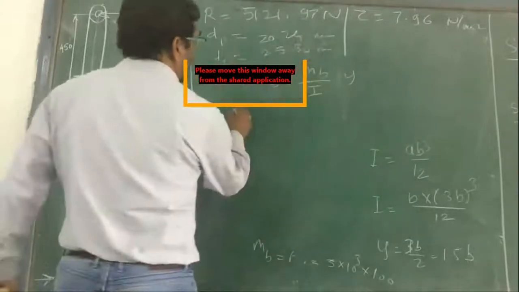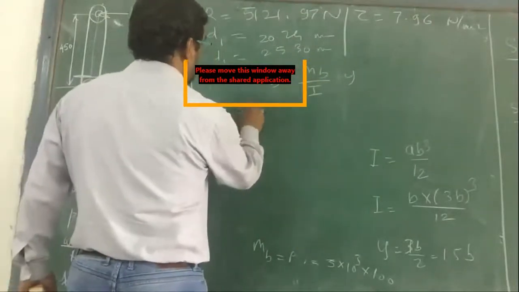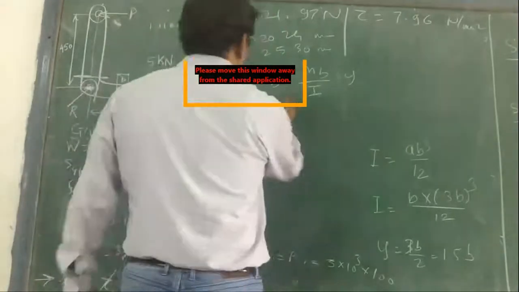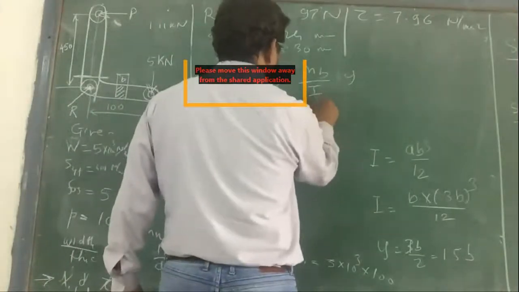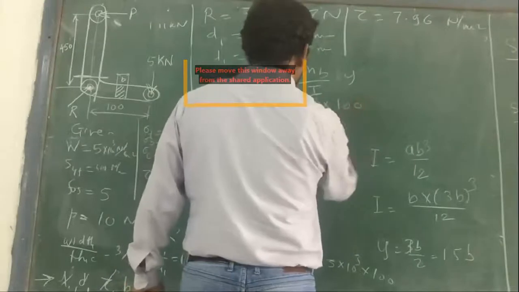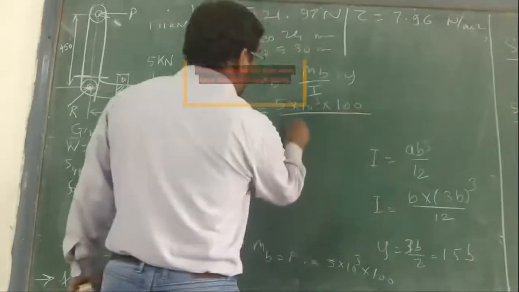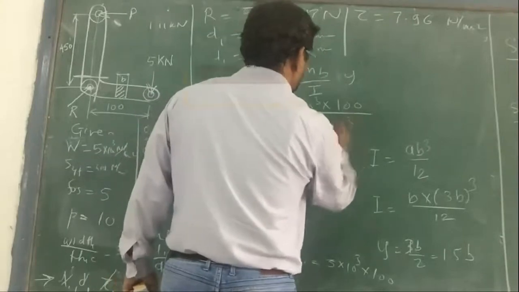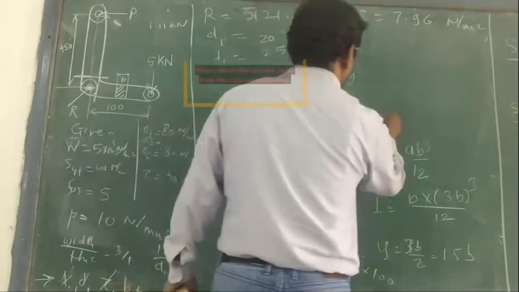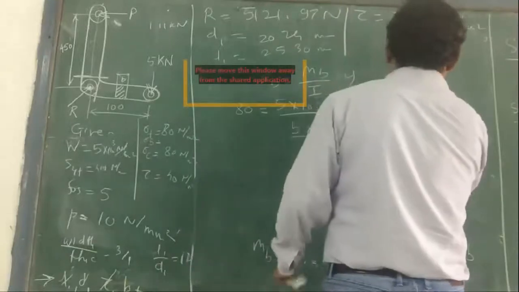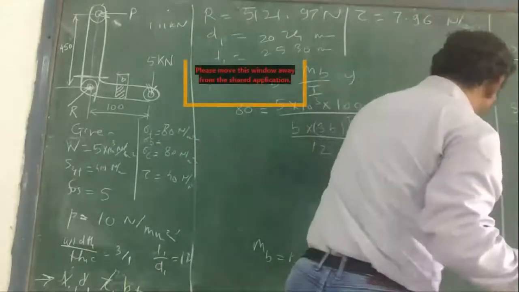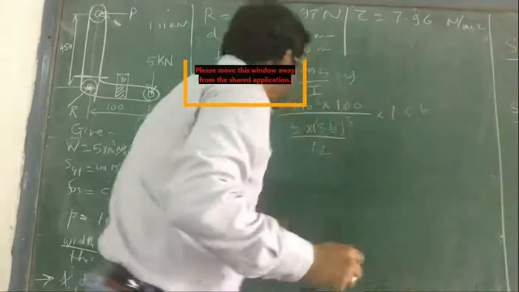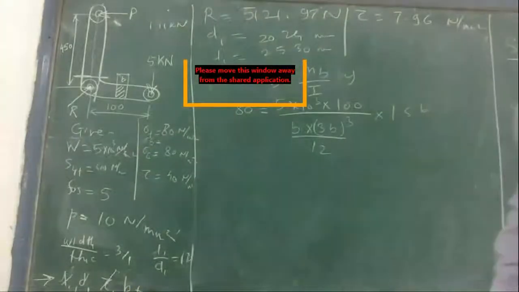Sigma b is 80, right? It is equal to 5 into 10 to the 3 into 100, that is Mb, right? Upon I, that is b into 3b cube upon 12, right? Into y is 1.5b. Right? Let me just verify whether I have written everything properly. Okay, so I think we are fine.